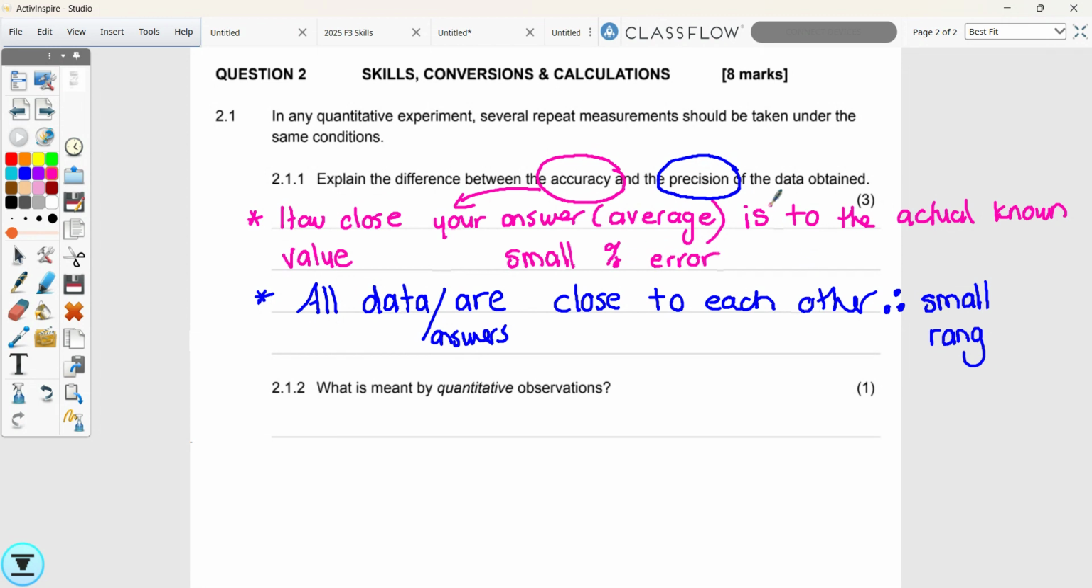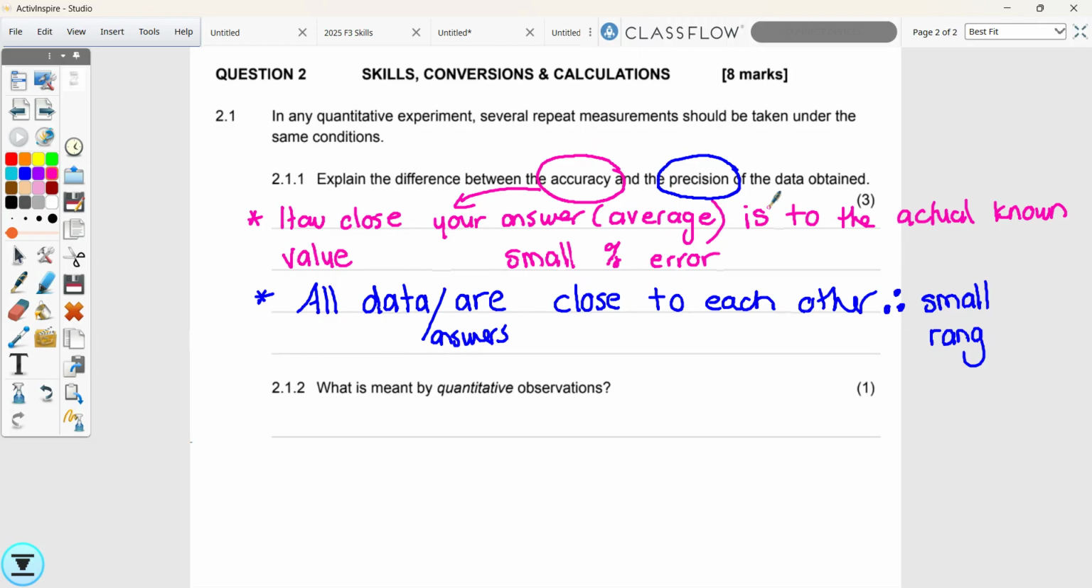Okay, so please remember, if I ask you to prove that something is accurate, yes, you can say the answer is close to the real value, but how would you physically prove it? What do you have to calculate? The percentage error. And if it's less than 10%, then you say, great, it's accurate.